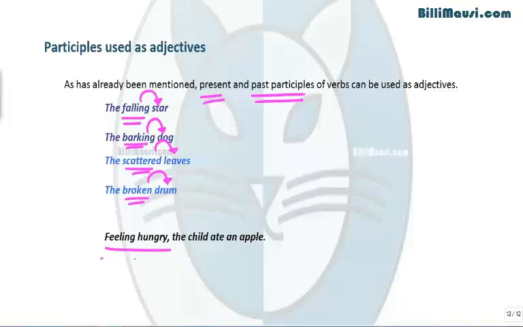Feeling hungry, the child ate the apple. So feeling hungry is modifying the child. The child is feeling hungry. So this is the opening modifier introduced by a present participle.